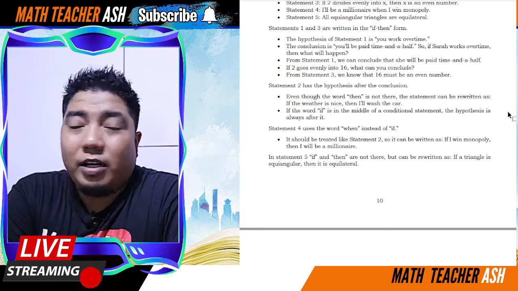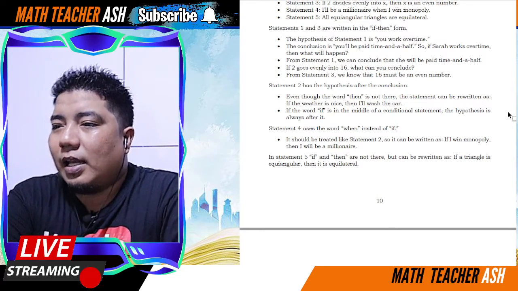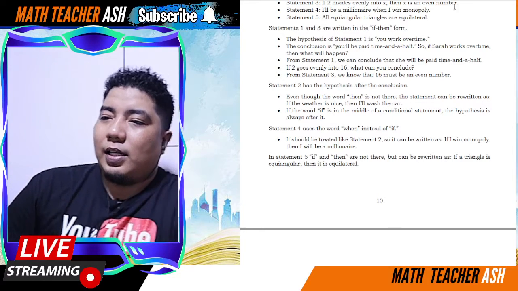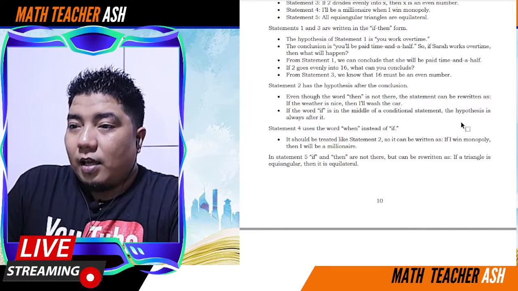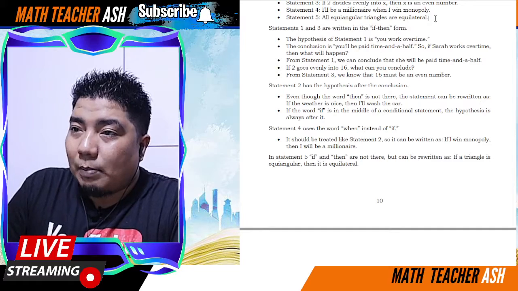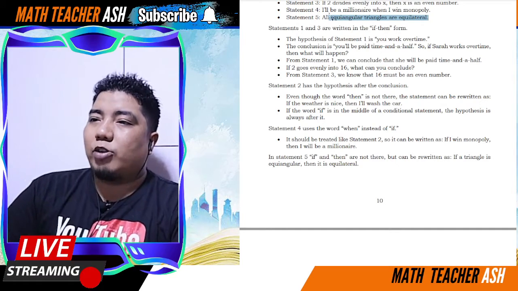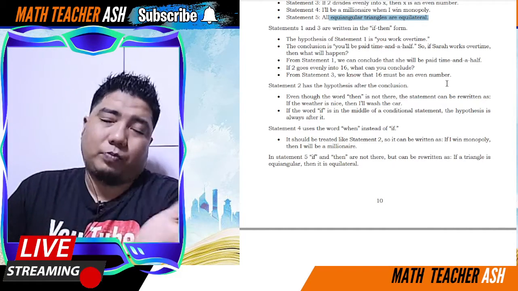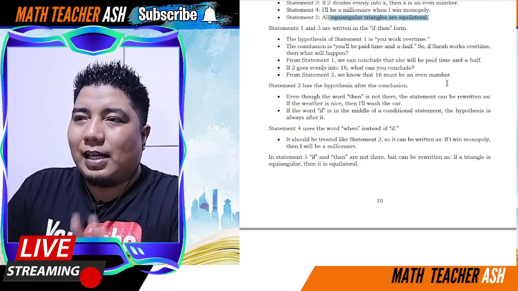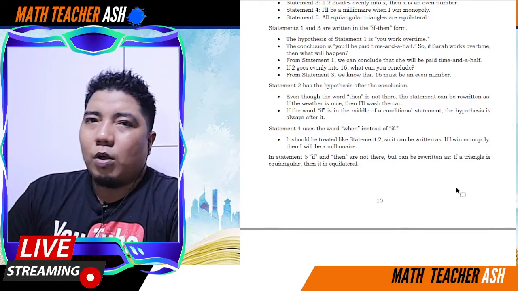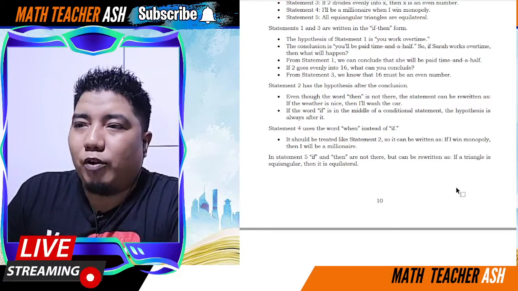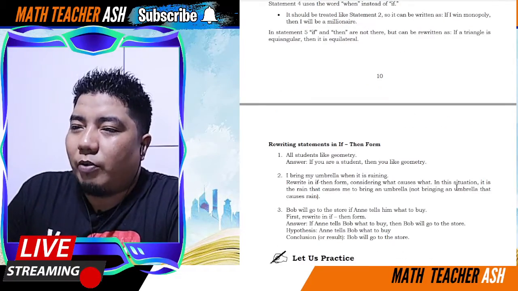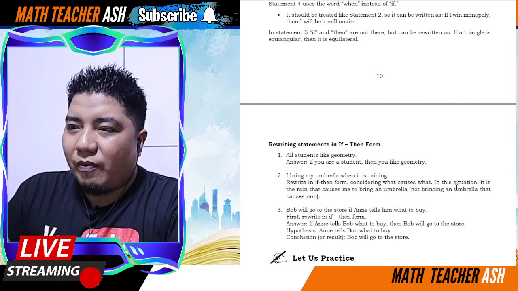If and then are not there, but it can be rewritten as, if a triangle is equiangular, then it is equilateral. So as you can see in statement 5, all equiangular triangles are equilateral. Though wala tayong nabasa na if and then statements dito, we can conclude it, alright? Because it is a factual information. Alright, now rewriting statements in if and then form.